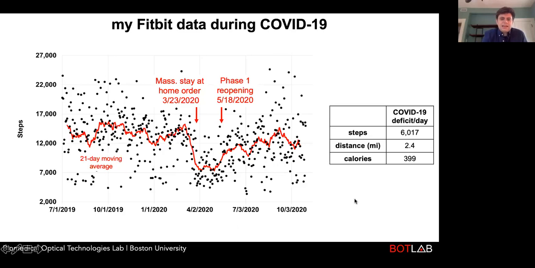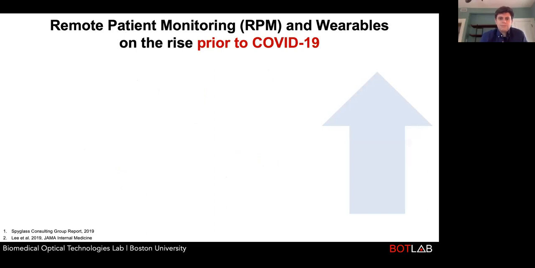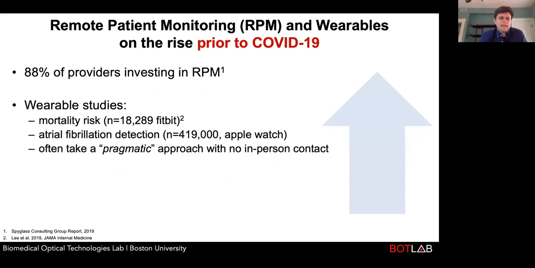But this is just an example of how, even with a healthcare system where it's difficult to go see a doctor, we can still keep track of our health to some degree because we now have these monitors that move with us. Remote patient monitoring was on the rise prior to COVID. Many of the healthcare providers in the US were already investing in different remote patient monitoring, or RPM, technologies.